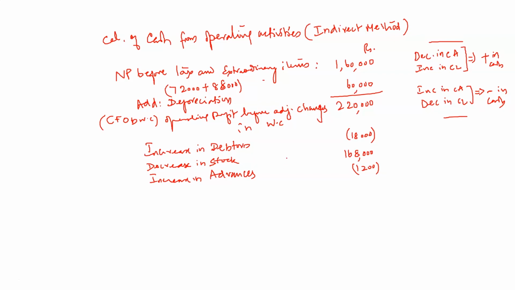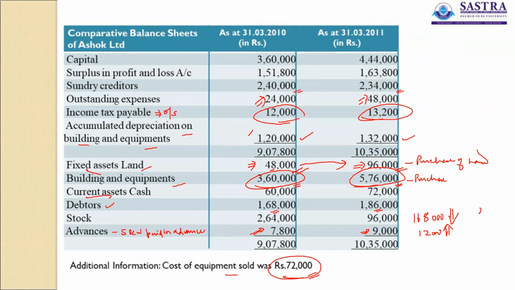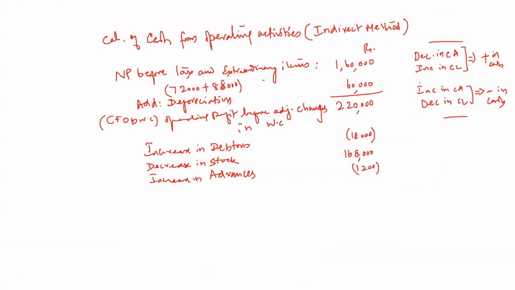Now let us look at current liabilities. Sundry creditors, there is a decrease by 6,000. This decrease means cash outflow. You would have paid cash. So decrease in current liability means less in cash. So decrease in creditors by 6,000. Your cash position is less.